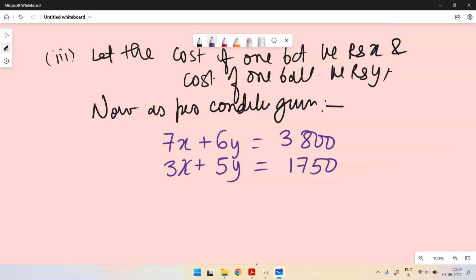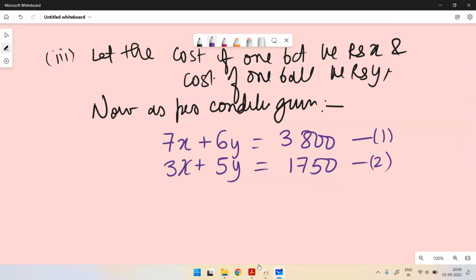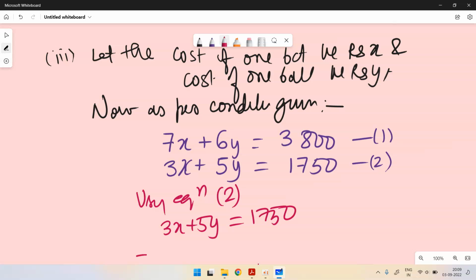Now, this is equation number 1 and this is equation number 2. You need to find this by the substitution method only. So using equation 2, we get 3x plus 5y equals 1750, which implies that the value of x is 1750 minus 5y, divided by 3.